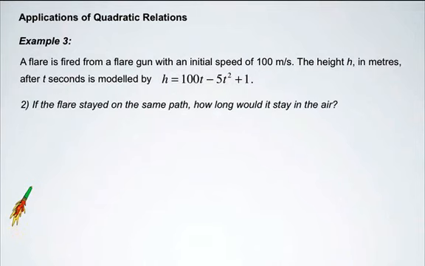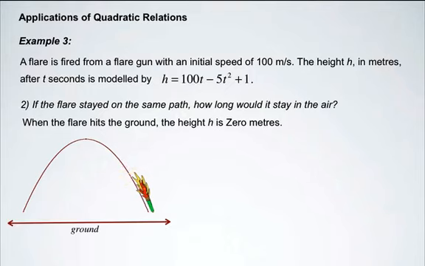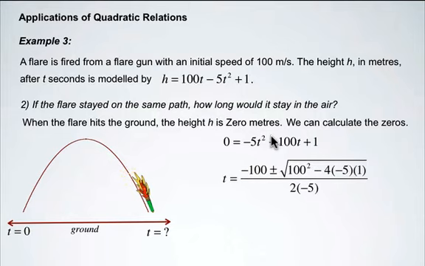If the flare stayed on the same path, how long would it stay in the air? When the flare hits the ground, the height, h, is 0 meters. Here's the ground, and we can calculate the zeros. t is equal to 0, and t is equal to what? So, when 0 is our h, it's equal to negative 5t squared plus 100t plus 1. We need to figure out what our t is. So how long will it stay in the air before it hits the ground again? To do so, we will use the quadratic formula. Take a moment now and simplify this quadratic formula.